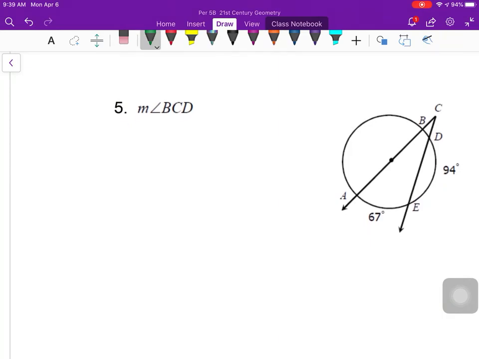Okay, so we've done one of each type. Now let's take a look at a few more examples. In this example, we're once again looking for the angle. I'm going to call the angle out here X. They've given us one of the arcs right here, 67. But I have to find the other arc right there. So I'm going to have to find that Y.